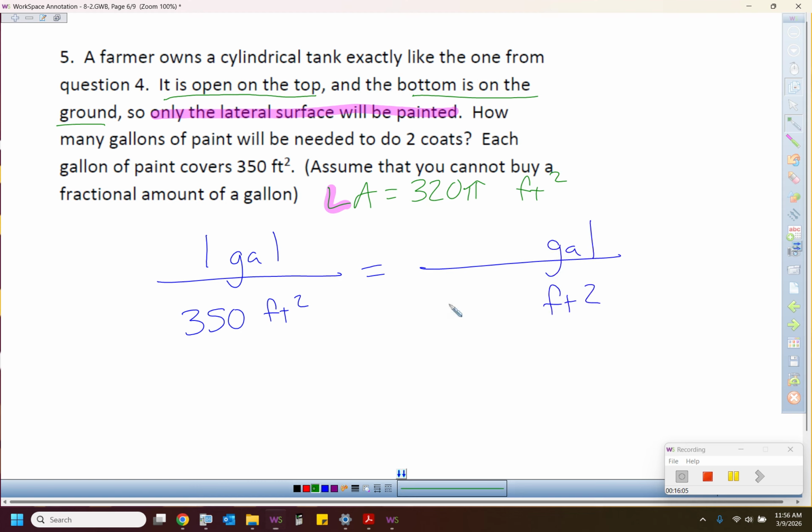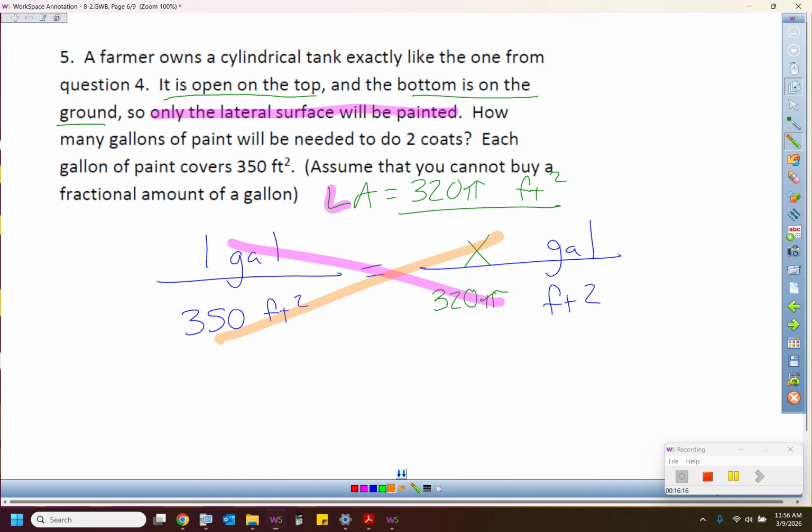What we know is our square feet that we're going to paint is 320 pi. And I don't know how many gallons of paint that's going to be. So I can cross multiply and get 320 pi equals 350 times x, and then solve for x by dividing by 350. If you already knew that you just needed to take this number divided by 350, that's great. Not going to make you set up a proportion, but a lot of people don't know, should I multiply by the 350 or divide by the 350? Now it showed me that I need to divide.